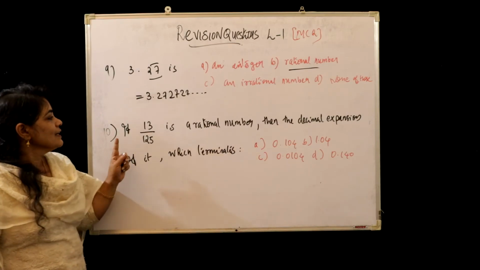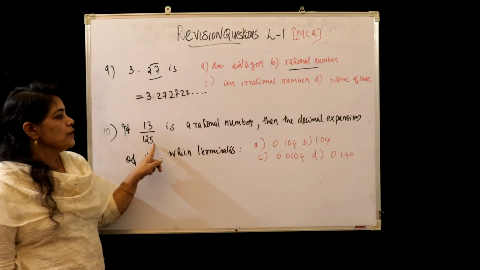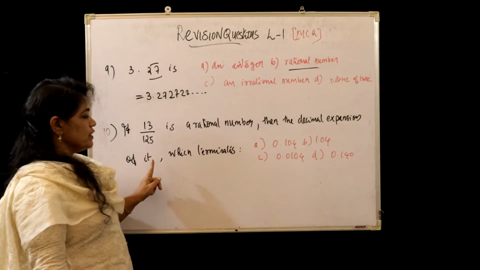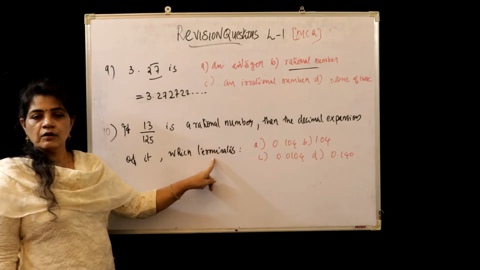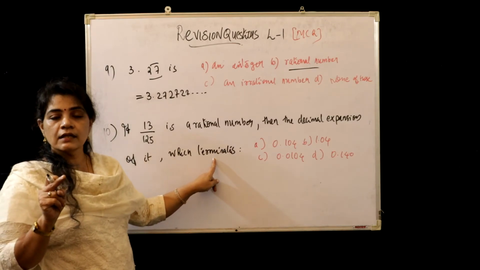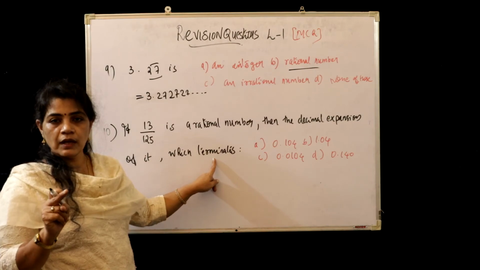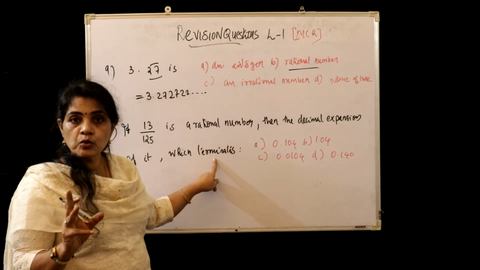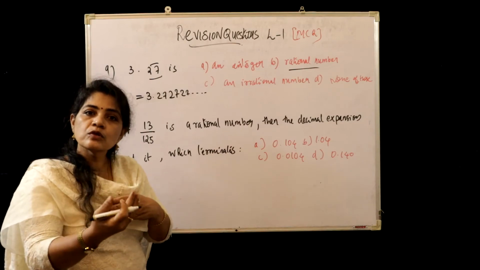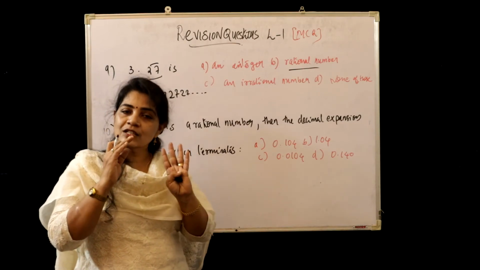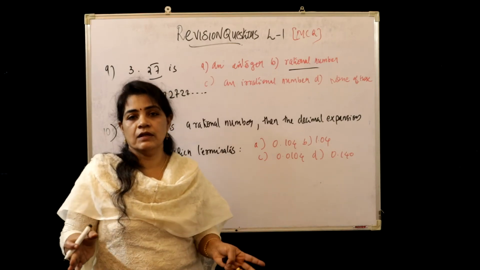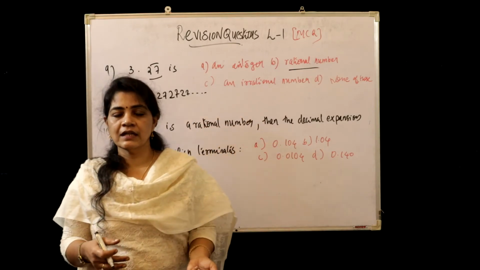Now the last question. If 13 by 125 is a rational number, then the decimal expansion of it terminates, because we know that the decimal expansion of a rational number will terminate when the prime factorization of the denominator has only either 2 or 5 or both as the prime factors. Only with the 2, that case also it will terminate, remainder will be 0. If it has only 5 as a prime factor, that case also. If a prime other than 2 and 5 comes, it will not terminate. It will have this type of non-terminating repeating decimal expansion.